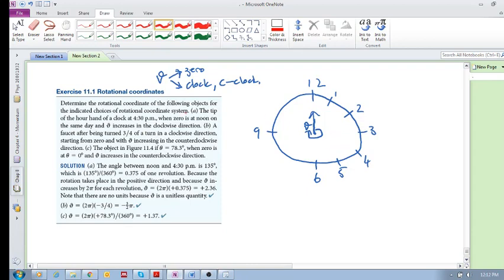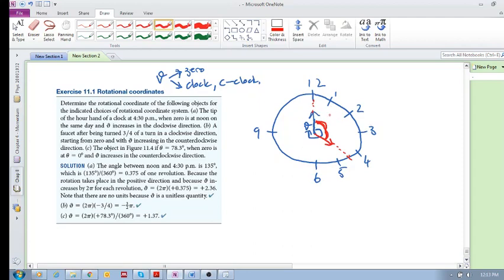So it says when the hour hand is at 4:30. Remember, at 4:30 the hour hand is going to be in between 4 and 5. So the hour hand would have moved to there, to 4:30. It starts at 12, so it moves to 4:30. So that is the rotational coordinate we're after, is this. Okay, so what do we do?